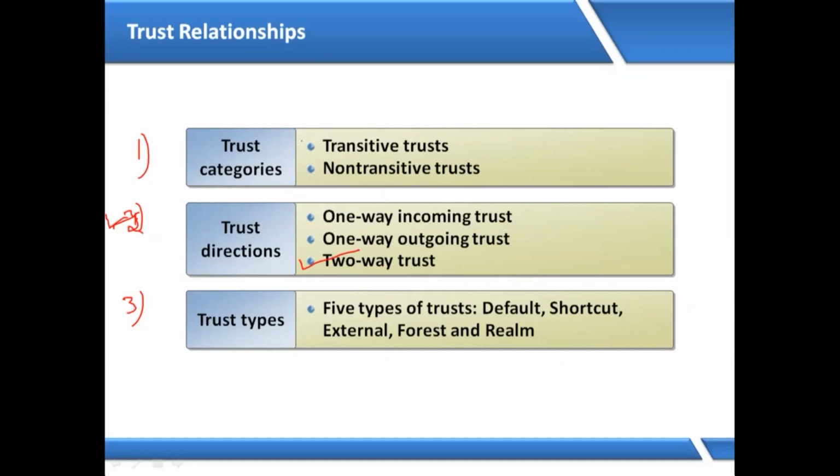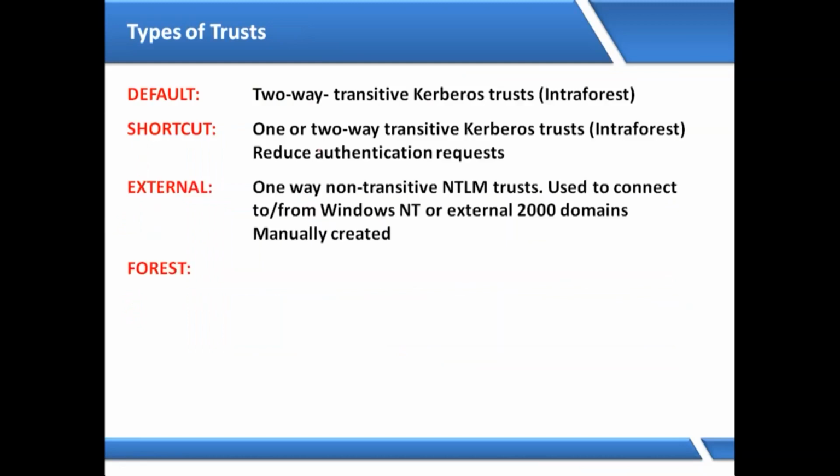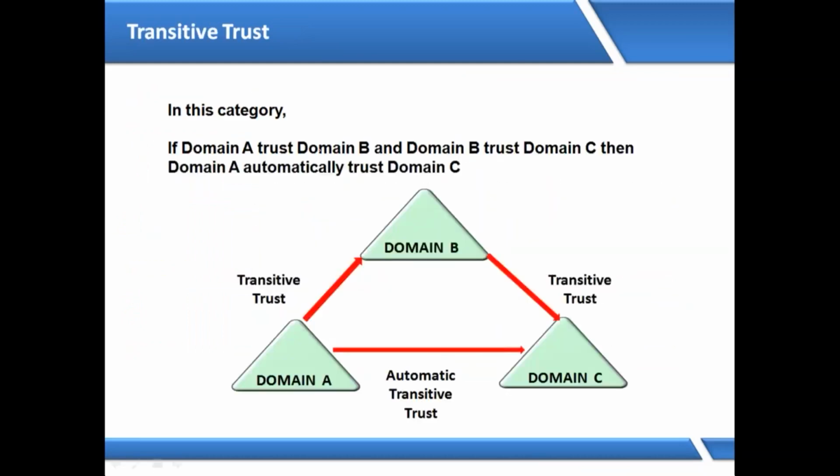Now come to the trust categories. How many types of trust categories do we have? Two types. What are they? Transitive and non-transitive. Let us discuss what transitive means, because this is a new word. Once you understand transitive, automatically you'll understand non-transitive.